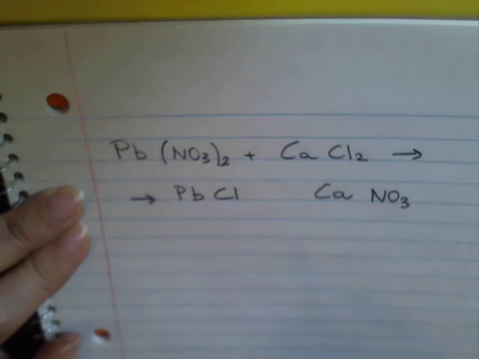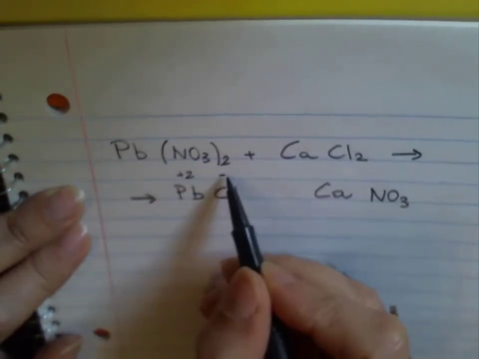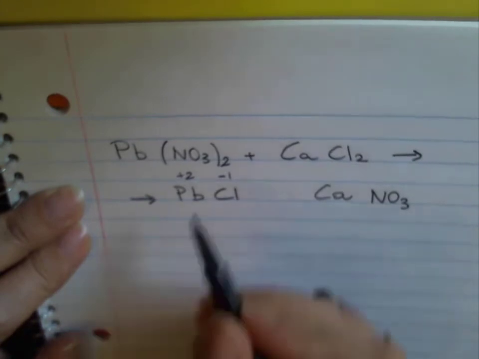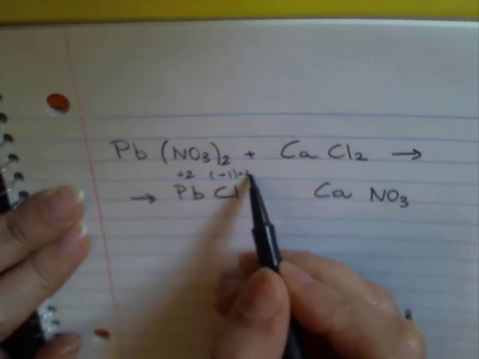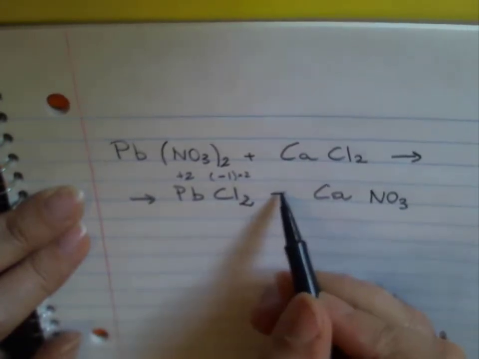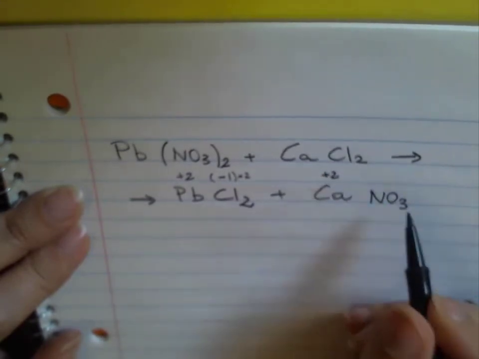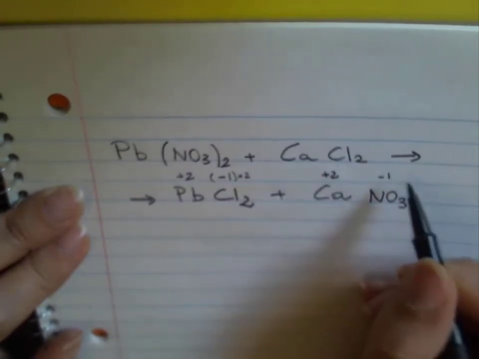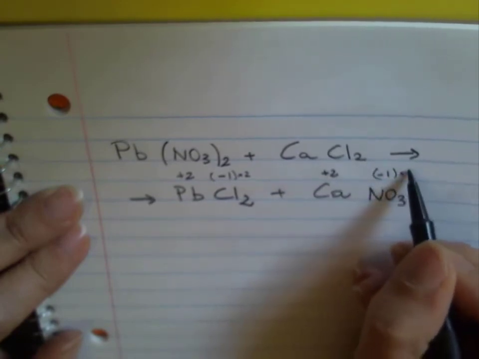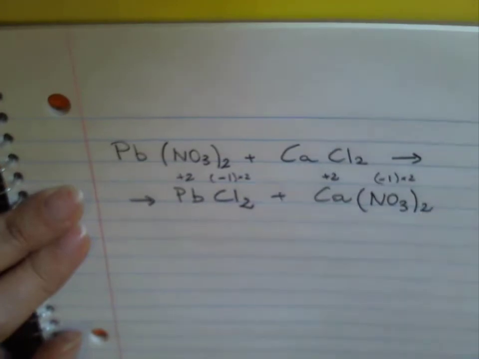Now, we can see that lead has a +2 charge, chlorine has a -1 charge, which means we need to multiply this by 2 to obtain a neutral compound, which means this will require Cl2. For the calcium nitrate, calcium has a +2 charge, nitrate has a -1 charge, so again we need to multiply this by 2 in order to obtain a neutral compound.